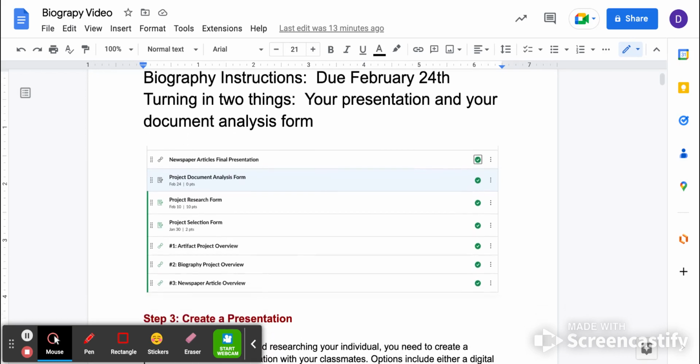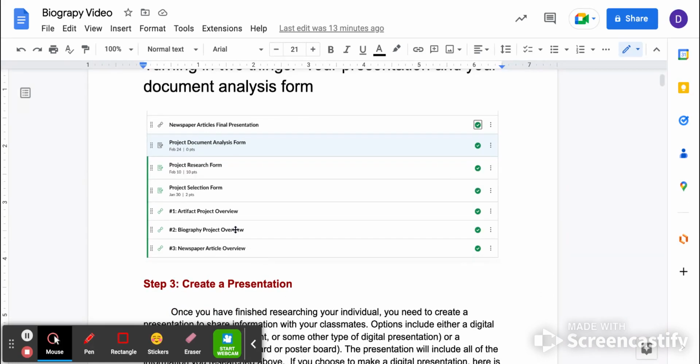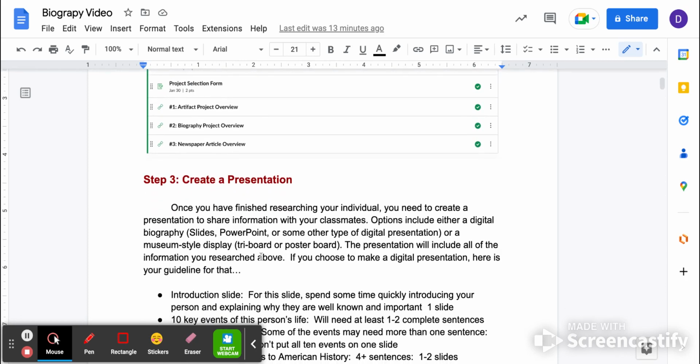I'll speak about both. So I put everything on this same page so I don't have to flip back and forth, but in the Canvas module for the Civil War project, you have your biography project overview. So this information that's below this is cut directly from that. So obviously you're going to want to go in and take a look at it. So you'll click on that and slide down to step 3, which is creating a presentation. So if your research is complete, it is now time to start putting together your presentation.